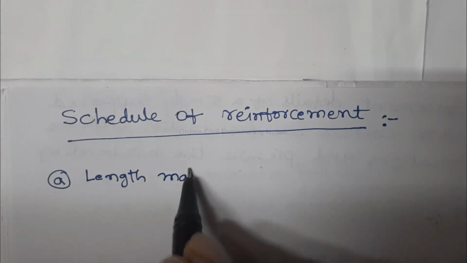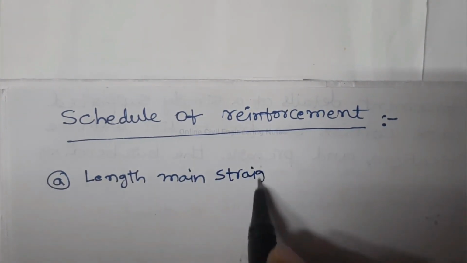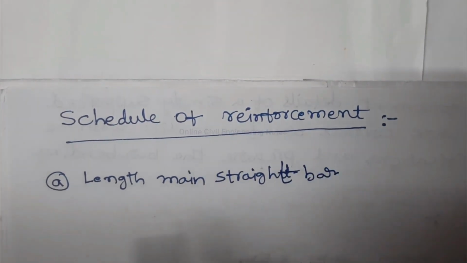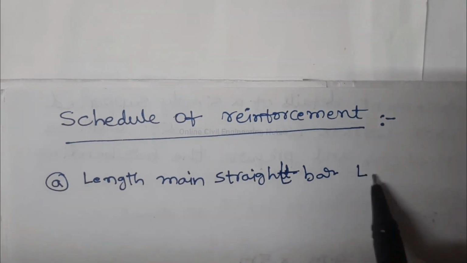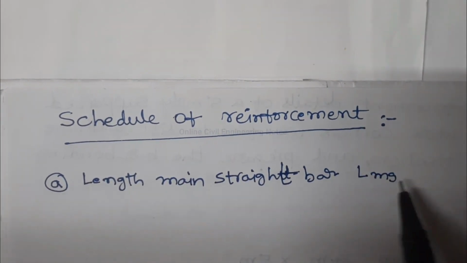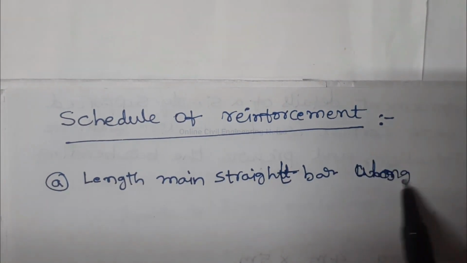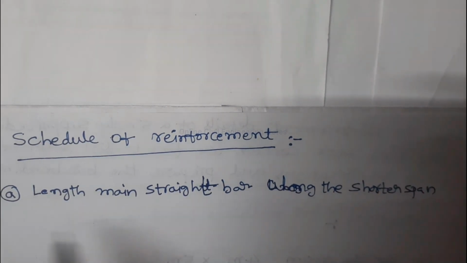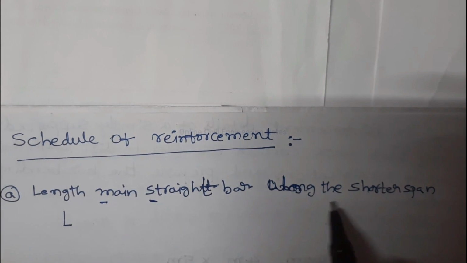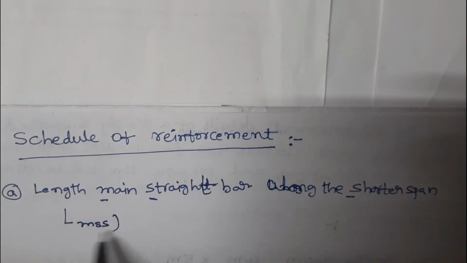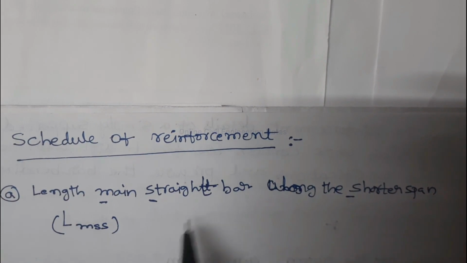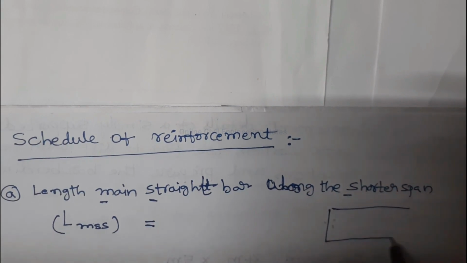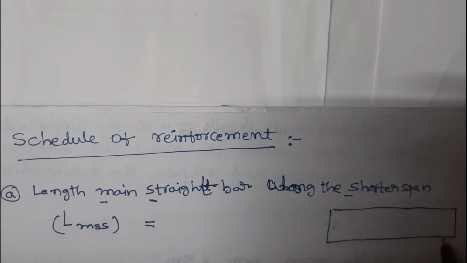Length of main straight bar. So here is the main straight bar. We have to calculate length of main straight bar in short span. So along the shorter span, it is LMS. Length of main straight bar along shorter span is equal to, so this is the cross section of the slab in shorter span.